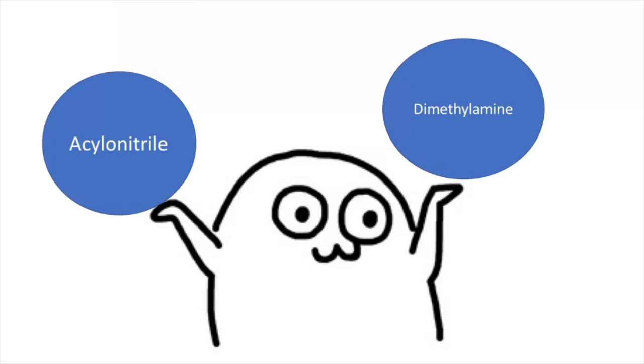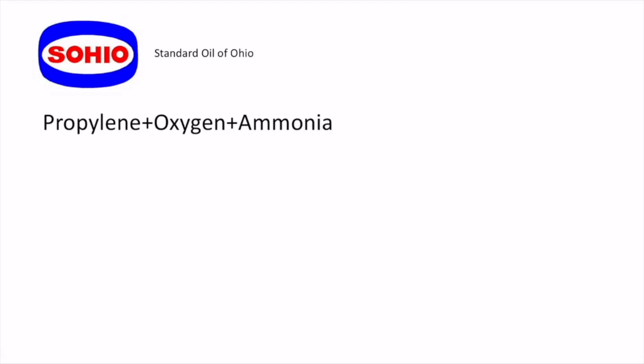But what about acrylonitrile and dimethylamine? Are they produced synthetically? Yes they are, and each of them has its own unique synthesis. Acrylonitrile is acquired from the catalytic ammoxidation of propylene in what is known as the SOHIO process, which is named after the company Standard Oil of Ohio, which discovered the process.